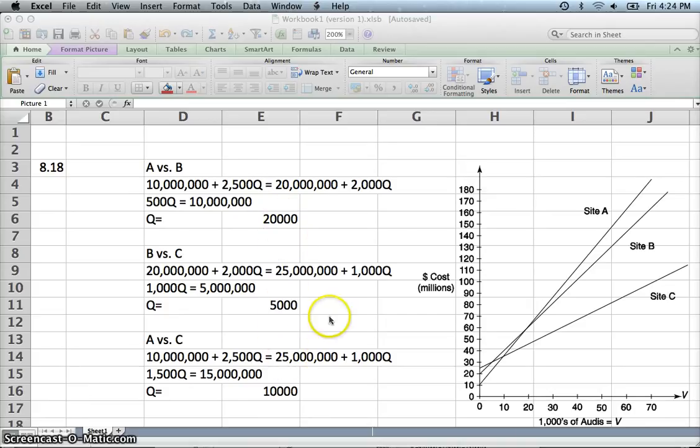If you get those results, recognize that you have this very unique case where the middle site, the B site, is not even in consideration. Just make the comparison between the first and third site to solve the equation.